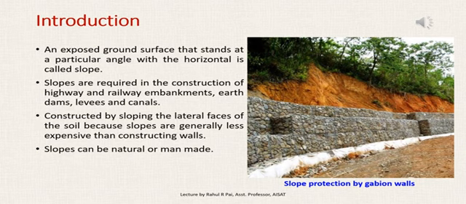So what is a slope? A slope is an exposed ground surface that stands at a certain angle with the horizontal. There are two types of slopes. There are naturally occurring slopes, like in the case of mountains and valleys. And there are also man-made slopes like the railway embankments, the embankment for highways, earth dams, canals. All these are man-made slopes.